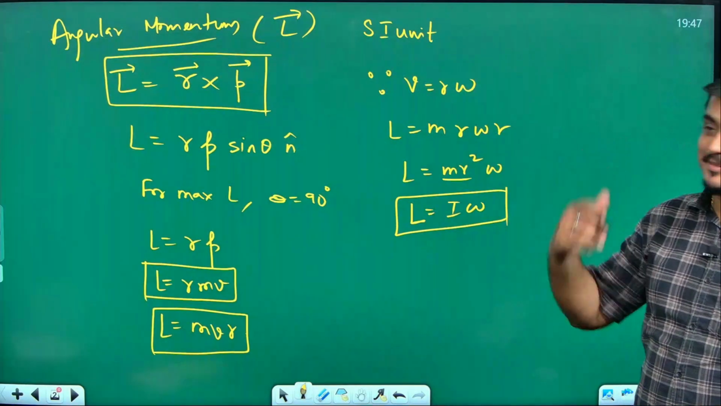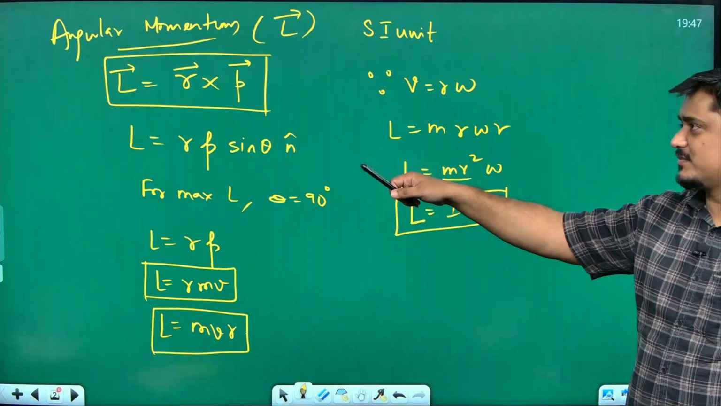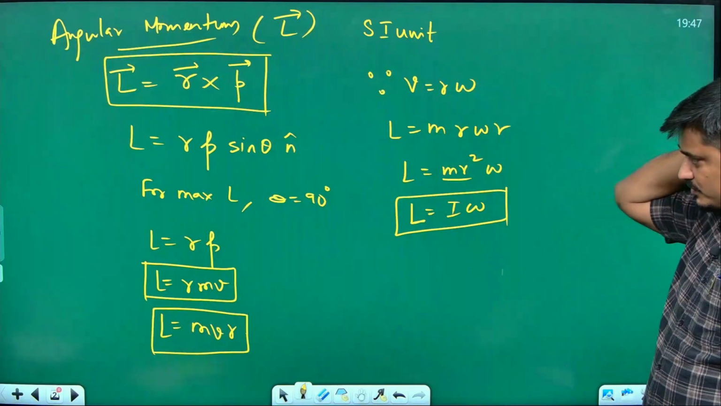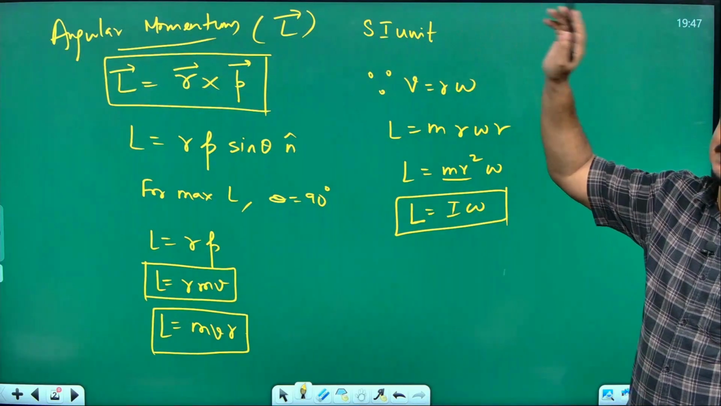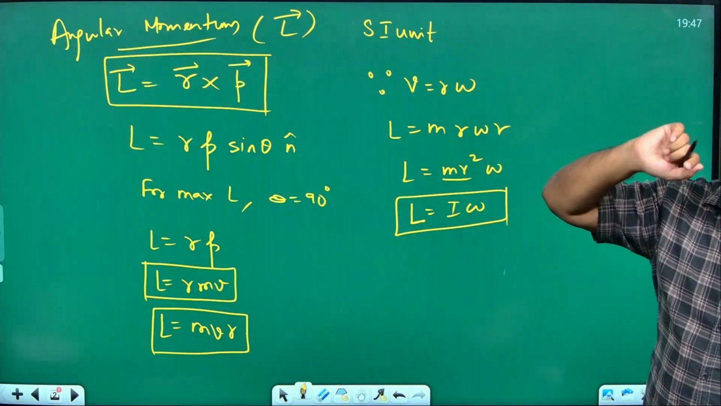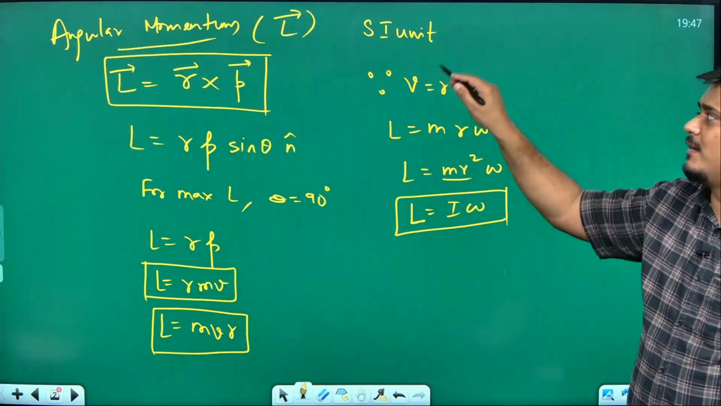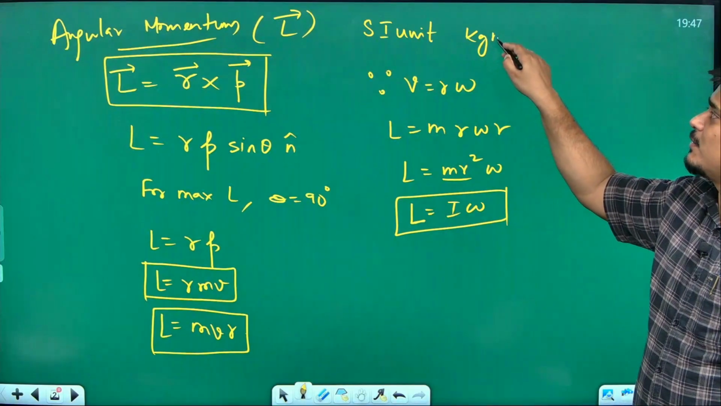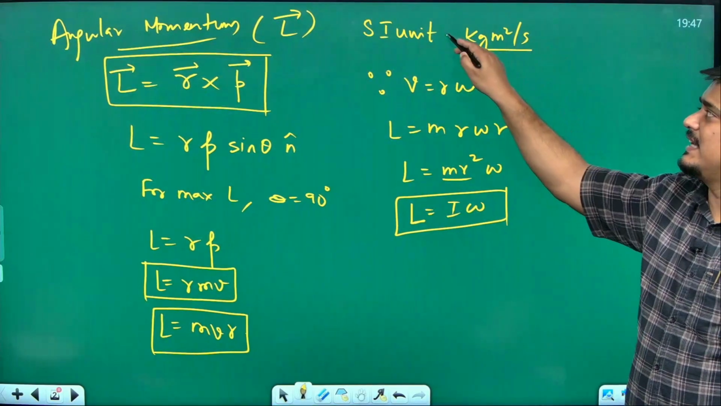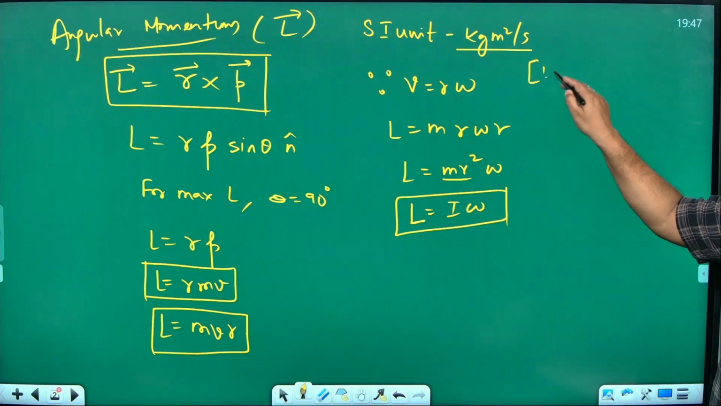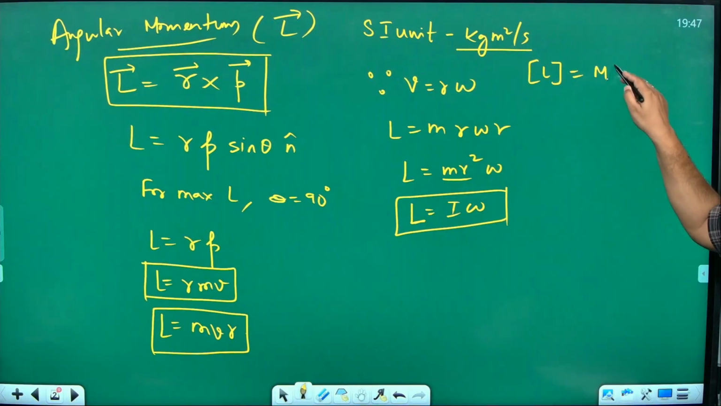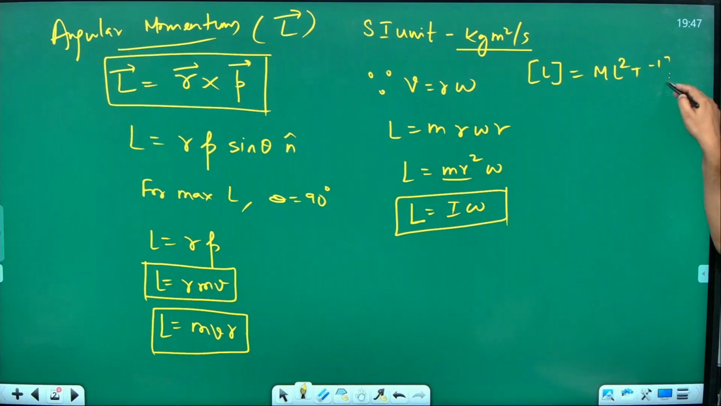Second square from where you are writing? Kg meter square by second. Yes. Actually, it is kg meter per second for momentum. Kg meter per second into meter, it will become kg meter square per second. It is the SI unit of angular momentum. And what will be its dimension then? M L square T power minus 1, isn't it? Okay.